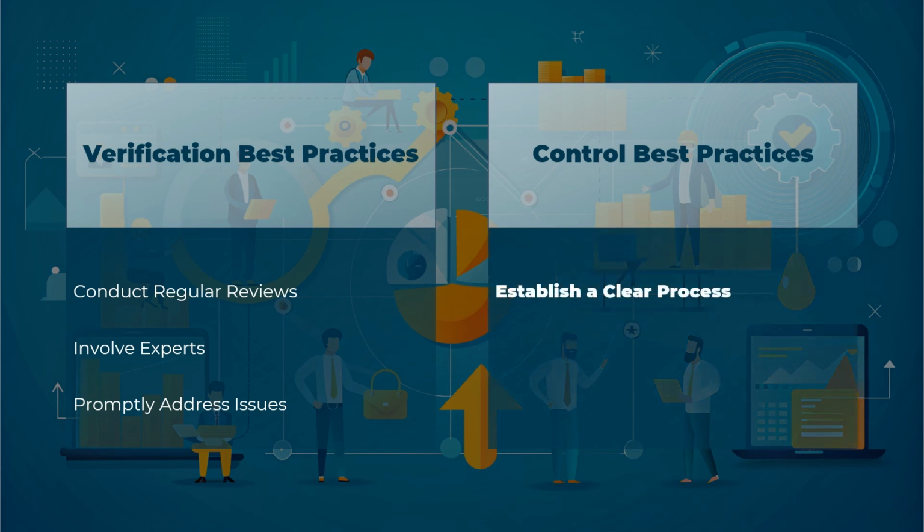Control best practices. For controlling project scope, establishing a clear change control process is fundamental. This involves defining how change requests will be submitted, evaluated, approved, and implemented. A clear process ensures that all stakeholders understand how changes will be managed and helps maintain project control.